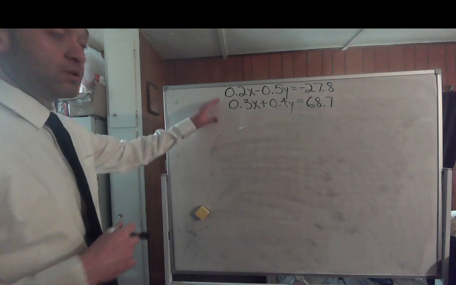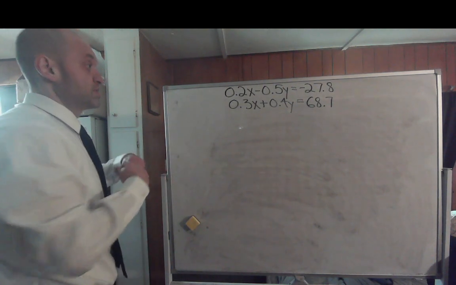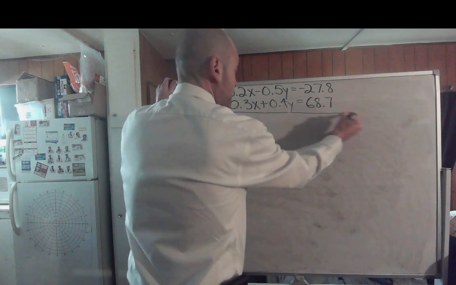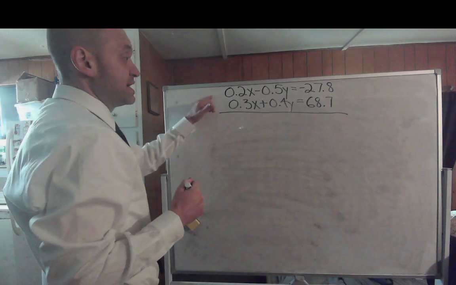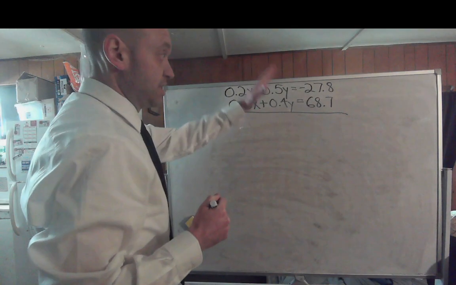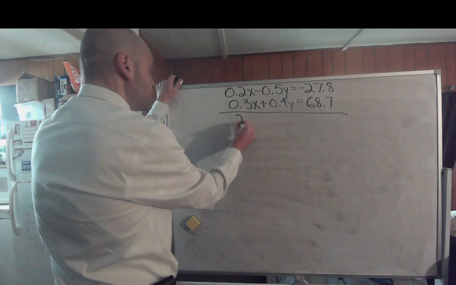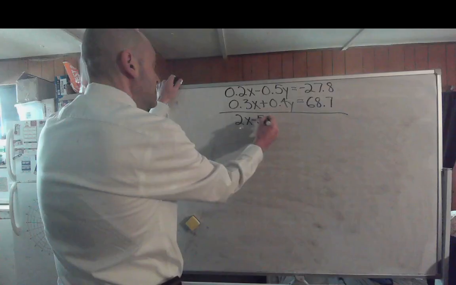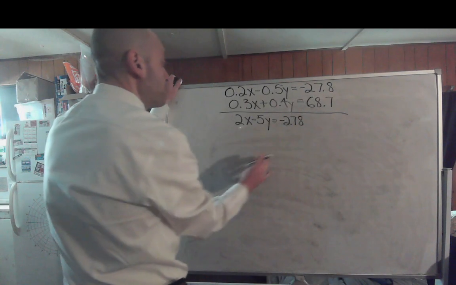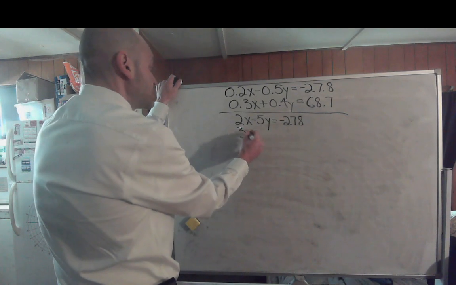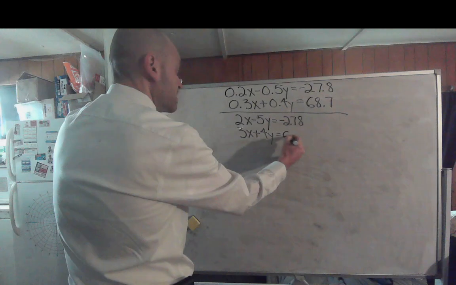This one looks a little hairy, but the goal should be the same to start with. Get rid of your decimals if you can, which you definitely can, you always can. So there's only one decimal place in each of these equations, so multiply each equation by 10. If you do that, you'll get 2x minus 5y equals negative 278, and then you'll get 3x plus 4y equals 687.